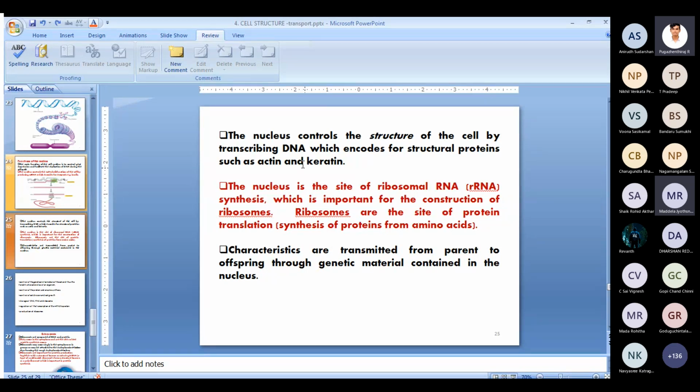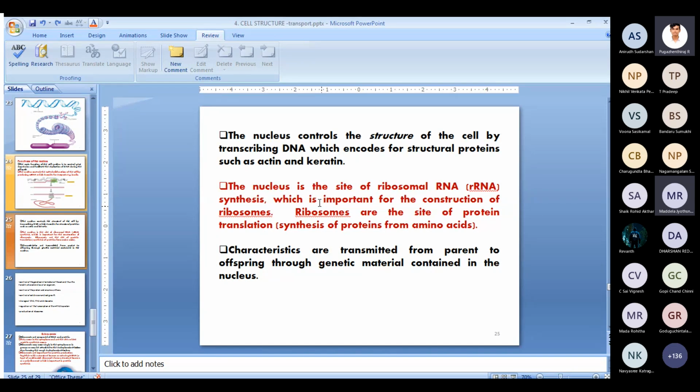Almost all proteins, whether it is actin or keratin or insulin, whatever may be the protein, the process is going to be the same, but the DNA will be different. So the nucleus is the site of ribosomal RNA. This ribosomal RNA is important for the construction of what? Ribosomes. Ribosomes are made from ribosomal RNA, and this ribosomal RNA is synthesized where? It's inside the nucleus, and particularly inside the nucleolus.